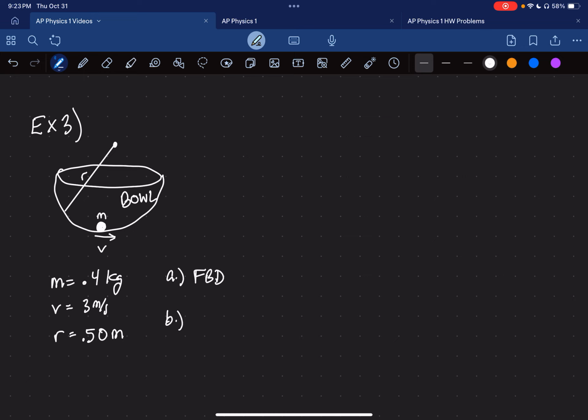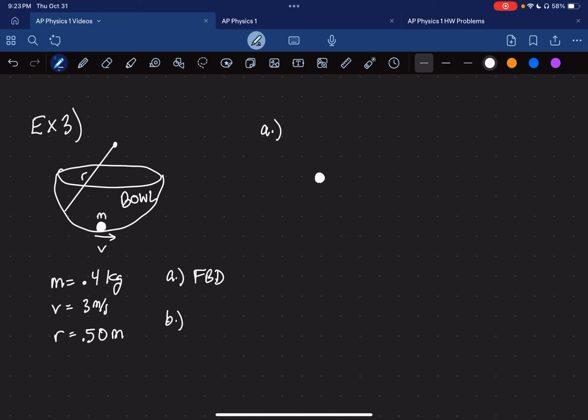But for the problem, we're looking at where the ball is positioned at the bottom of the bowl. It's moving with a speed of 3 meters per second. The mass of the ball is 0.4 kilograms. And the radius of curvature, which I've drawn here, probably too high, but regardless, the radius of curvature is 0.5 meters. We'll start by drawing a free body diagram for the ball at this point.